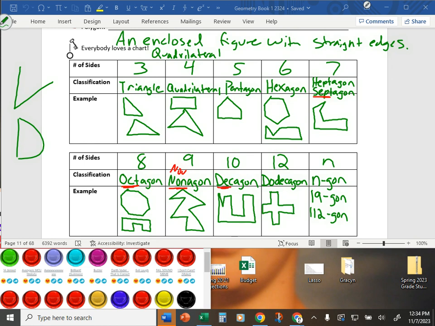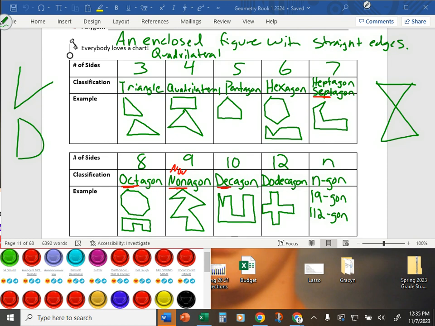Would it still be considered a polygon if the lines cross? If you've got something like this, this would not be considered one polygon. It would be considered two separate polygons that share a vertex. But if you were asked, is this a polygon? The answer is no. But it is two individual polygons that happen to share a vertex.